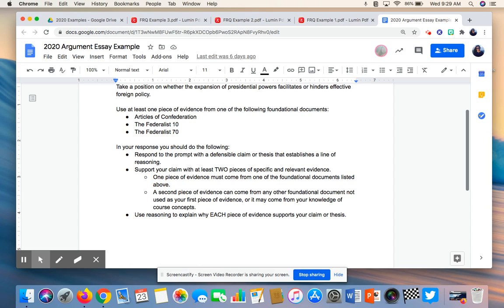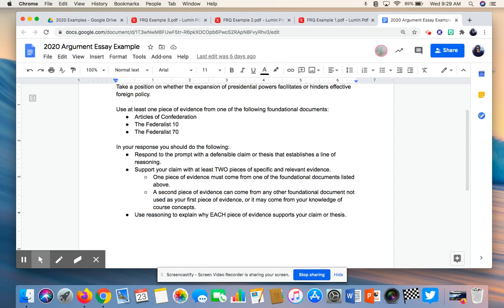Respond to the prompt with a defensible claim or thesis that establishes a line of reasoning. Support your claim with at least two pieces of specific and relevant evidence. One piece of evidence must come from one of the foundational documents listed above, so one of those three here. A second piece of evidence can come from any other foundational document not used as your first piece of evidence, or it may come from your knowledge of course concepts, and then use reasoning to explain why each piece of evidence supports your claim or thesis.